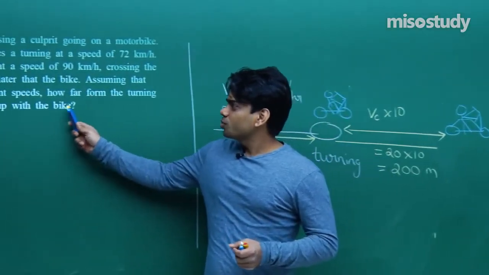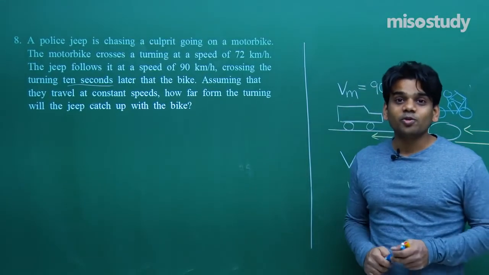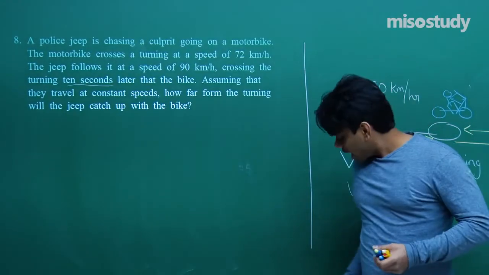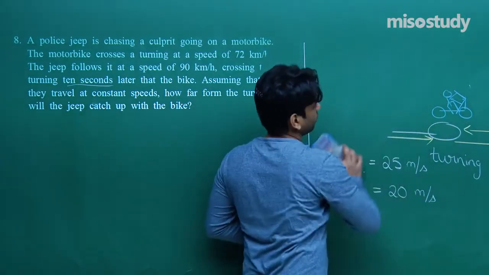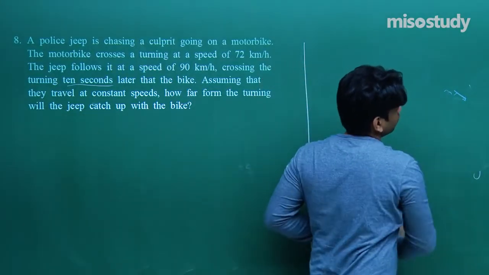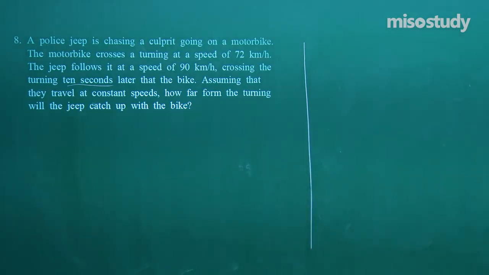Assuming that they travel at constant speed, how far from the turning will the jeep catch up with the bike? How far from the turning? It will be 1 kilometer or 1000 meter. I believe you've understood stepwise as I have solved this question, not too tough. And even this, I have shown you that the policeman would have traveled 250 meter. That is of no use in this problem. Let's go ahead with the next one.